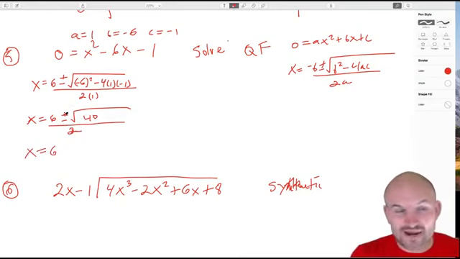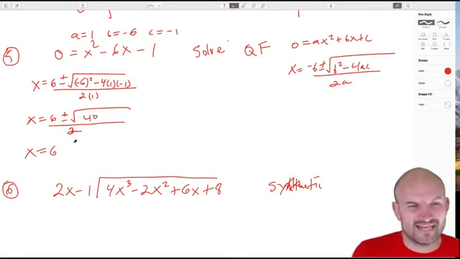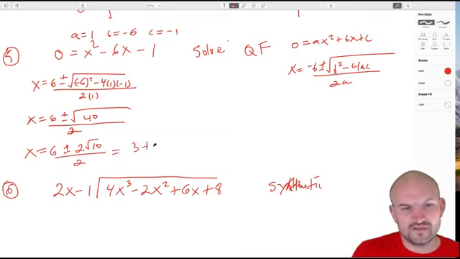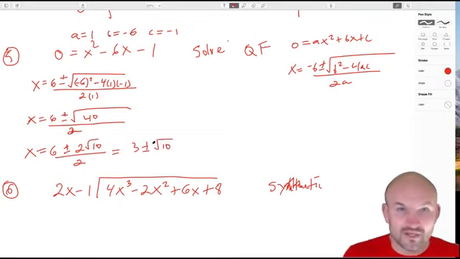Divided by 2. Now you could simplify this radical. That's going to be 4 times the square root of 10, so that'd be 2 times the square root of 10 divided by 2. And then you could divide the 2 into both of those, plus or minus the square root of 10. So there we go.